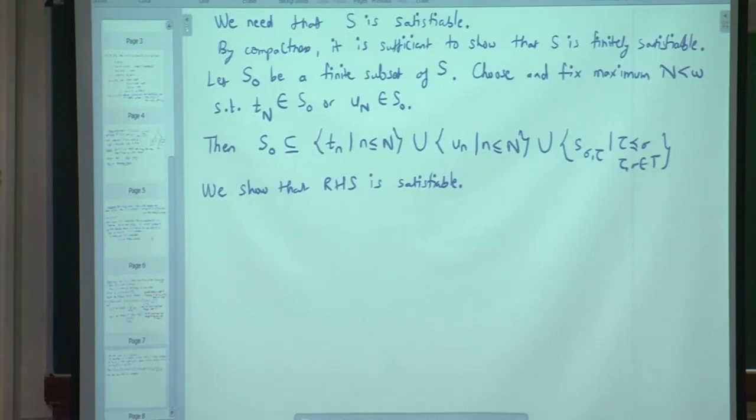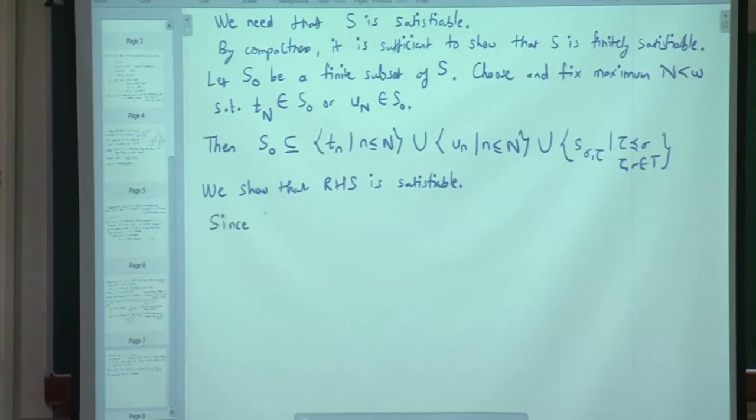Because we only chose the predecessors of a fixed element. So either P sigma will be false, or whenever P sigma is true, then all its predecessors are true. We have ensured that for only those finitely many nodes. So that's all.